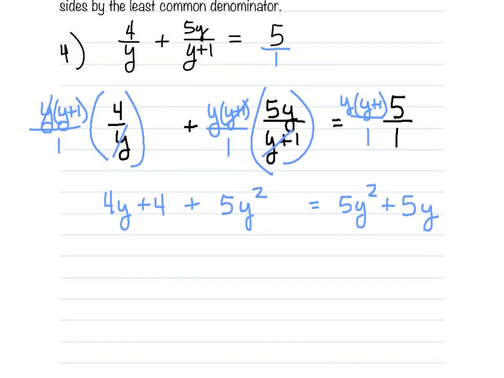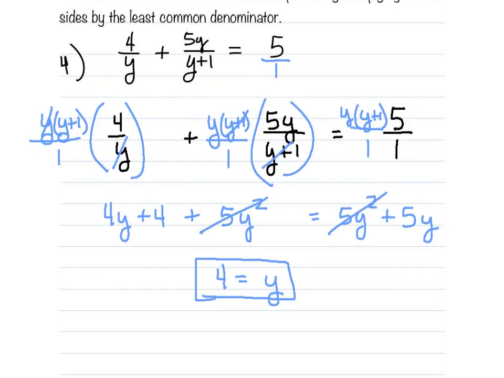Okay, let's simplify and solve. I have 5y squared terms on both sides, so I know that those will cancel each other. I'm going to subtract 4y from both sides. So I have 4 equals y, and that's my solution. Okay, please don't forget to go back and plug 4 in to the denominators to make sure that it isn't an extraneous solution. And it isn't. It is valid.